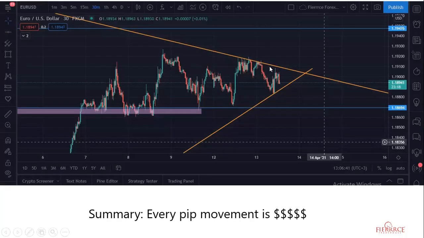So in summary, every pip movement is equal to dollars. It doesn't matter what you're trading, whether Euro USD or Euro JPY, every single pip movement is going to earn you some money, but the value will depend on the pip value for the currency that you're trading, or rather the base currency that you're trading.